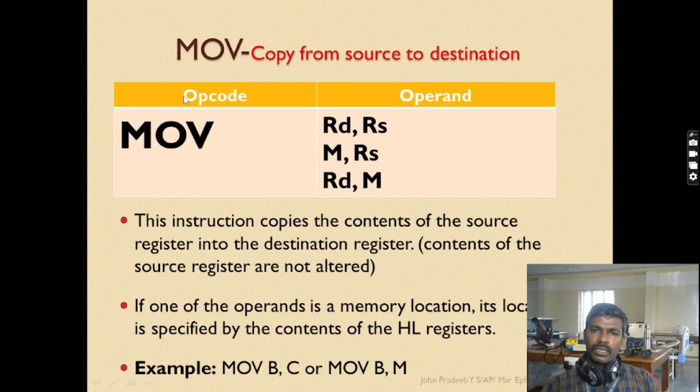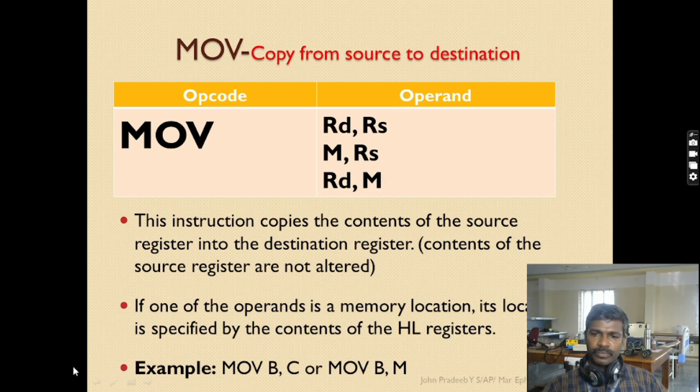The first one is MOV, move. From the name itself we know something is moving from one point to another point. Here MOV is the opcode, and the operands are Rd, the destination register, and Rs, the source register. Next, M means memory, with a source register, or a destination register and memory. The right-hand side is the source: source register to destination, source register to memory, or source memory to destination.